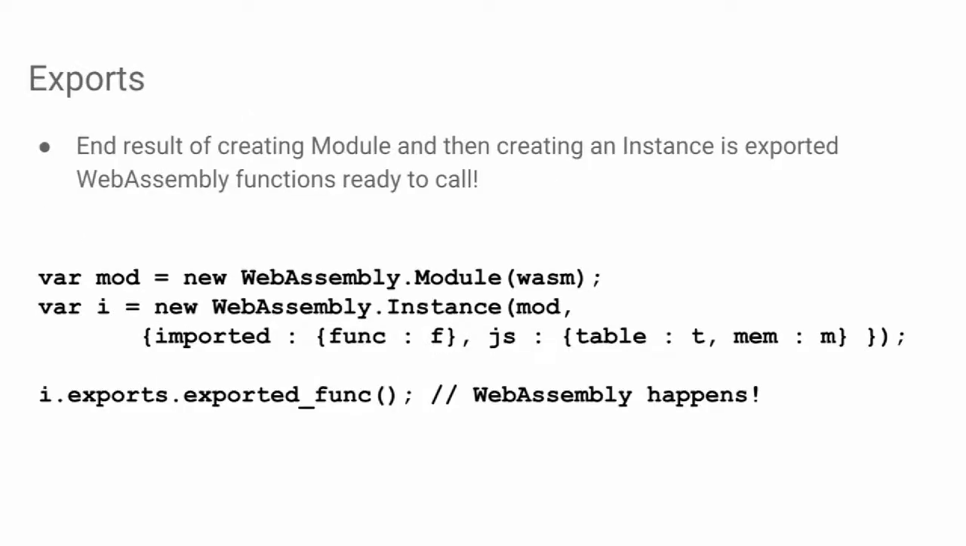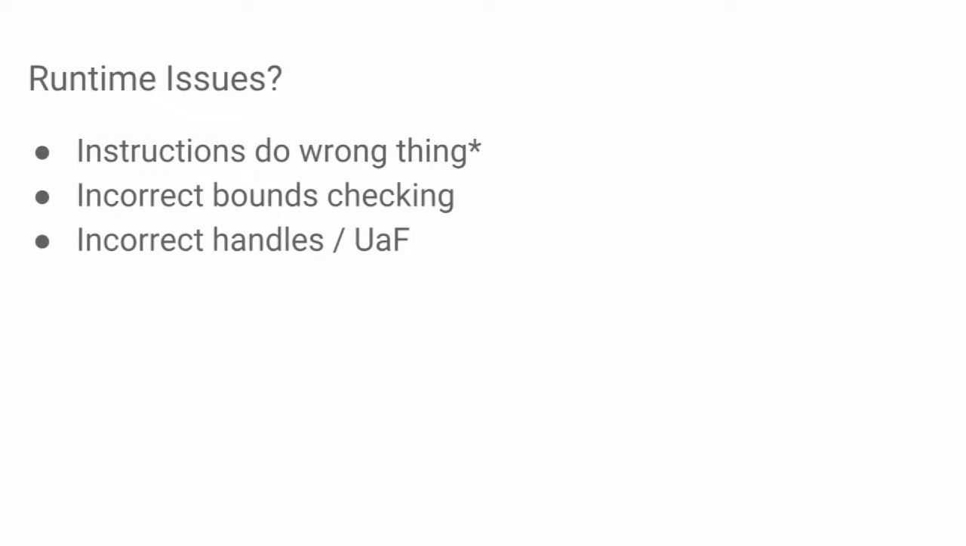So what happens now? Well, we've finished all the steps of loading our WebAssembly. We've created the module, we've created the instance with all the imports, and now we get exports back. And yay, finally, we can call these exports, and WebAssembly happens. So what happens next? Are there such things as WebAssembly runtime issues?